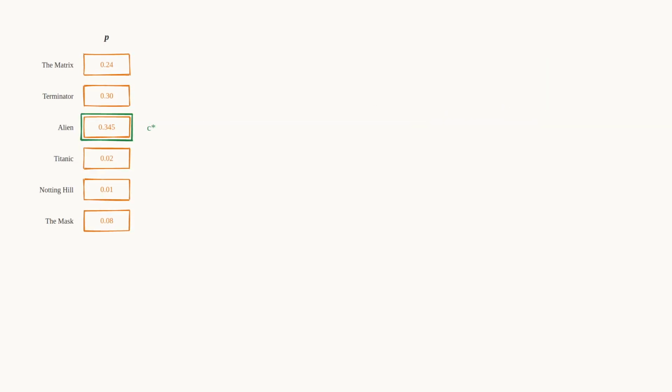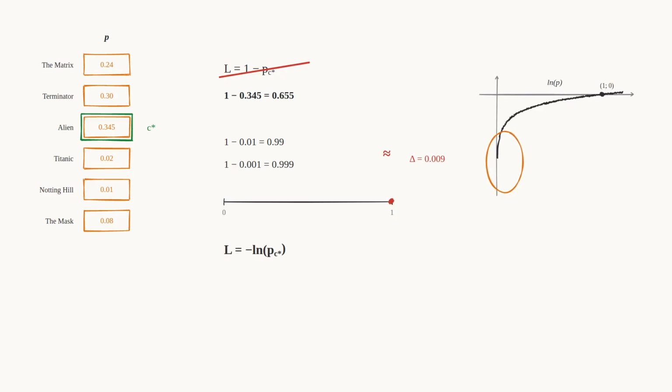Here's the measure. Look at the chance the model gave the correct film. Just that one number. Take its logarithm and flip the sign. The loss? L equals minus the natural log of the correct film's chance. In our example, the correct answer is Alien. Its chance, without the rounding we did for neatness in the Softmax scene, is 0.345. So the loss is minus the logarithm of 0.345, about 1.06.